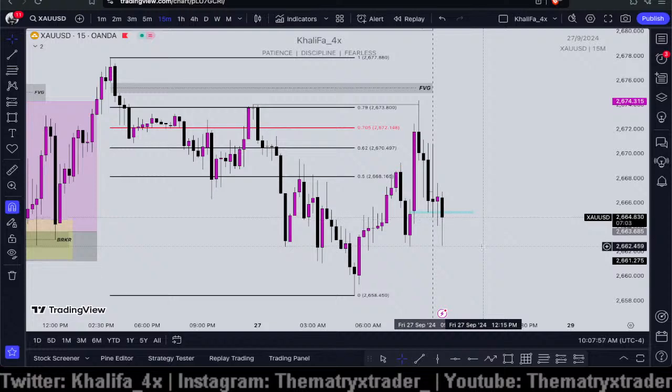This is actually creating equal lows in the gold. You see these relative equal lows will come up and then go towards this.